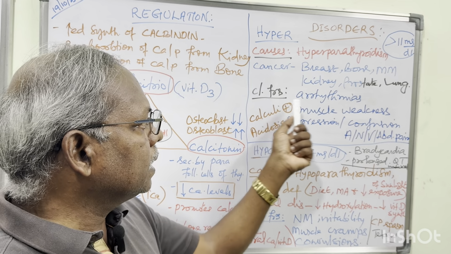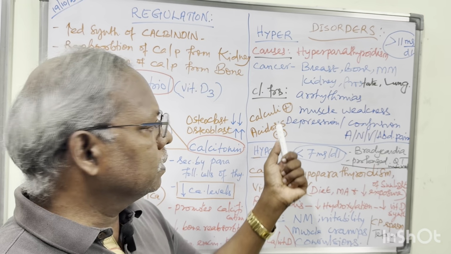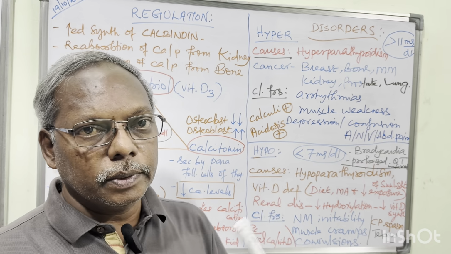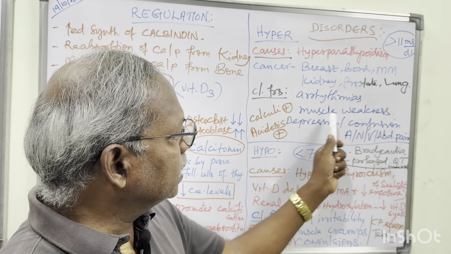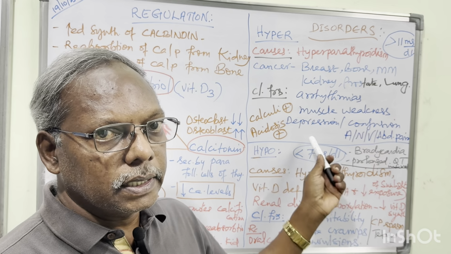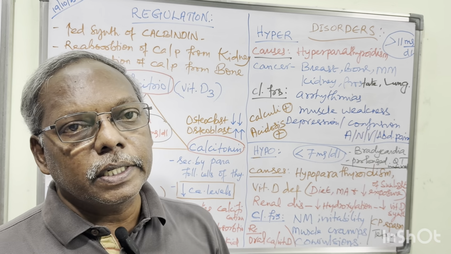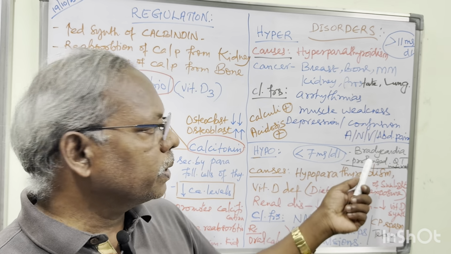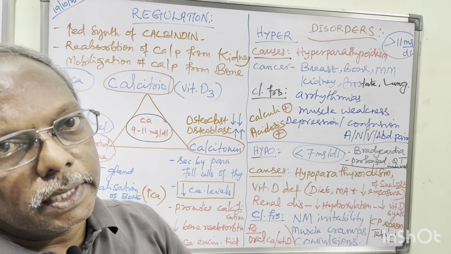Second one is clinical features. Excess calcium produces calculi. With excess calcium the patient will go for acidosis. Then arrhythmias they will produce. Then muscle weakness is there. Depression, confusion: these are central nervous system problems. Abdomen, GIT problems are anorexia, nausea, vomiting and abdominal pain. These are all the clinical features related to hypercalcemia.